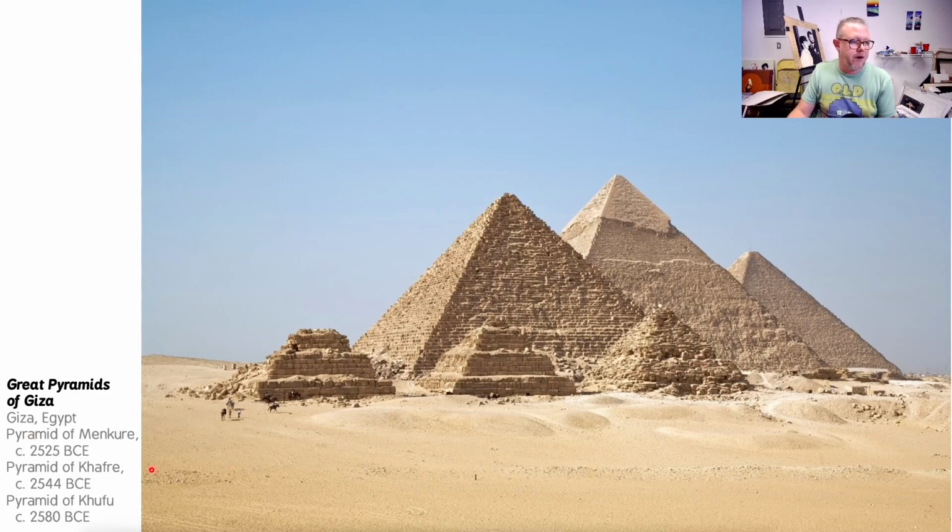Down here we have the Pyramid of Menkaure, built in 2525 BCE, the Pyramid of Khafre, 2544 BCE, and the Pyramid of Khufu, built in 2580 BCE. So we have the three pyramids built by granddad, dad, and grandson, right? These men were kings of Egypt. The word pharaoh that you probably often associate with the kings of Egypt had not been developed yet. But these particular men placed themselves as being god kings, right?